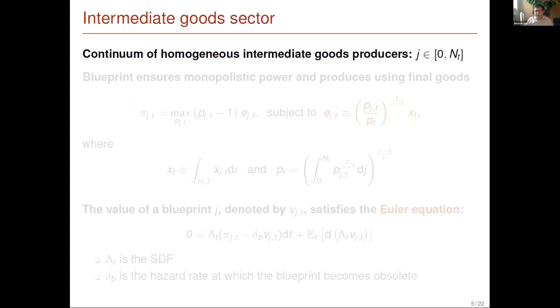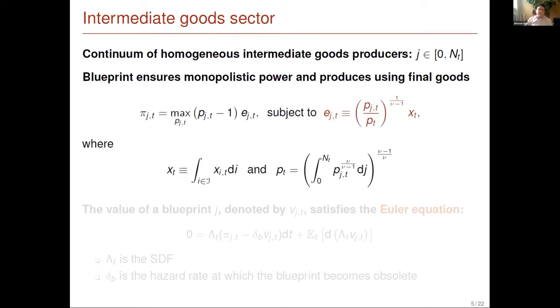And the intermediary goods sector, they're a continuum of firms, but now it's homogeneous. So each one is indexed by j from 0 to capital N_t, and they are facing a downward sloping demand curve generated from the final goods sector. And they have this monopolistic power. So they just choose the price optimally to maximize the profit.